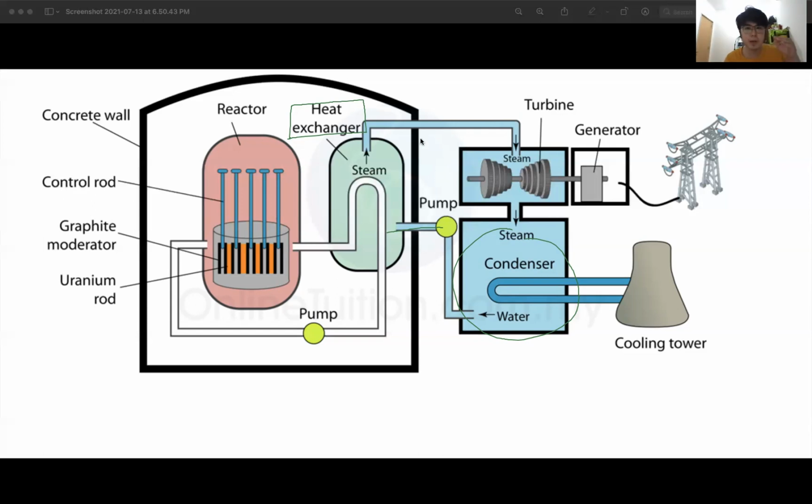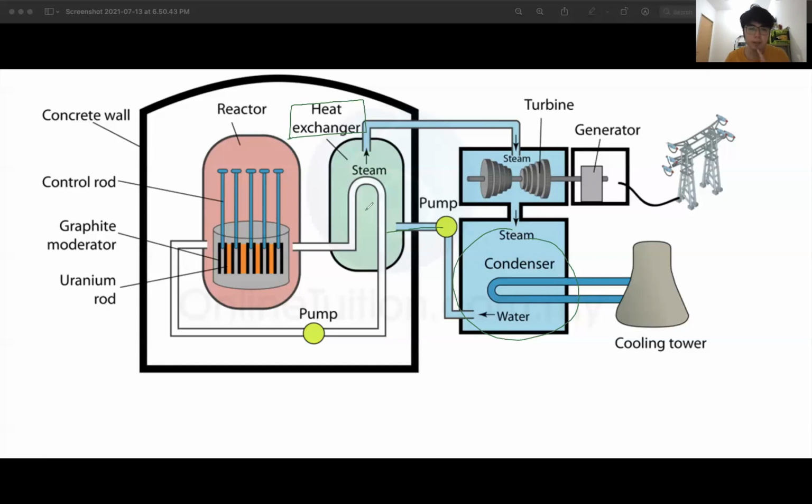So steam rushes into the turbine. The steam rushes through the turbine blades and turns the turbine. When the turbine turns, the generator also rotates, electricity is produced, and that electricity is passed through a transformer first. The transformer increases the voltage, and only then does it go to the electrical grid, the pylons. Then it is sent to all parts of the world.